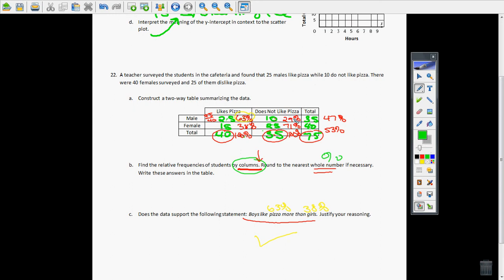Does not like pizza: 29% of the people that do not like pizza are male and 71% of them are female. And then of the entire survey, 47% were males and 53% were females of the 75. So then it says, does the data support the following statement that boys like pizza more than girls? And that is true because 63% of the boys like pizza, whereas only 38% of the girls like pizza. And since 63 is higher than 38, more boys than girls like pizza.